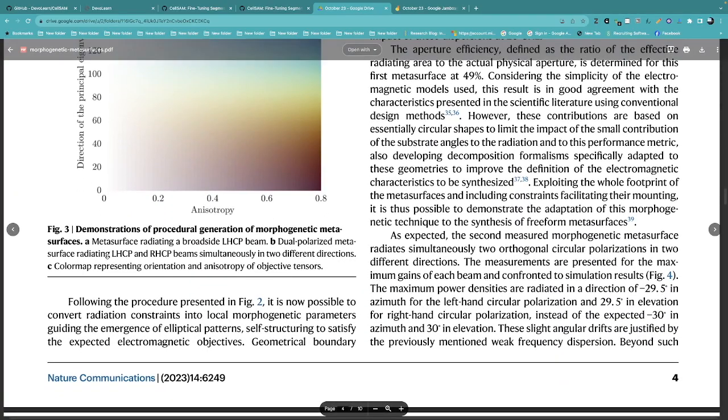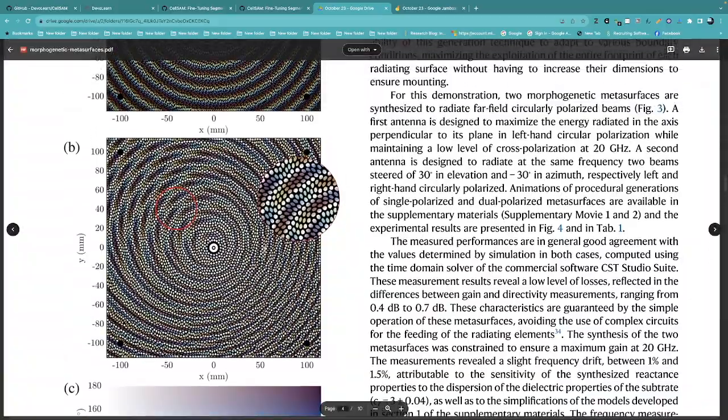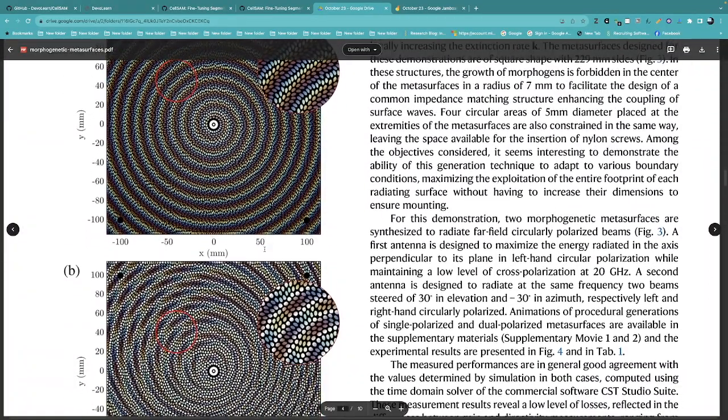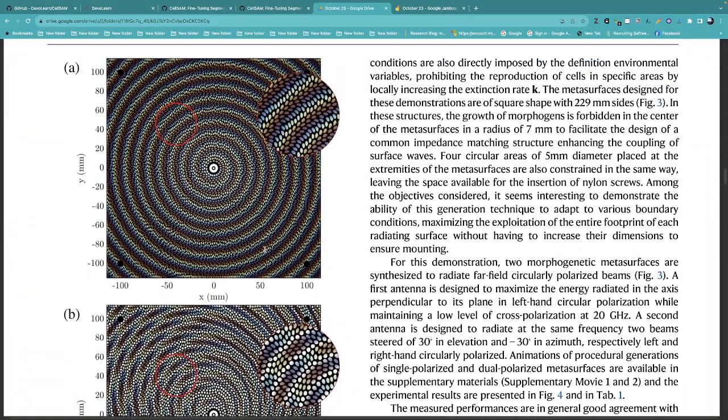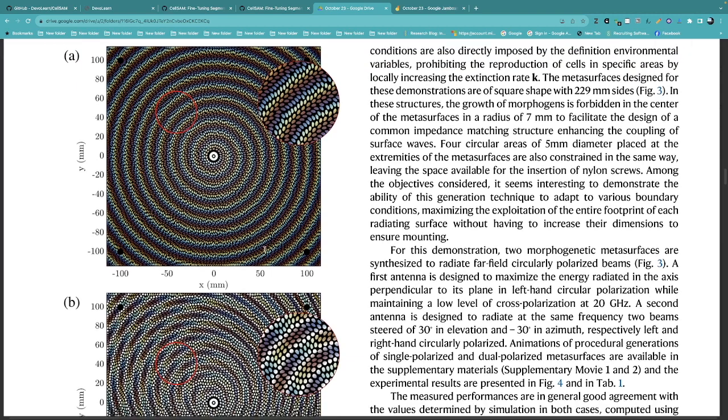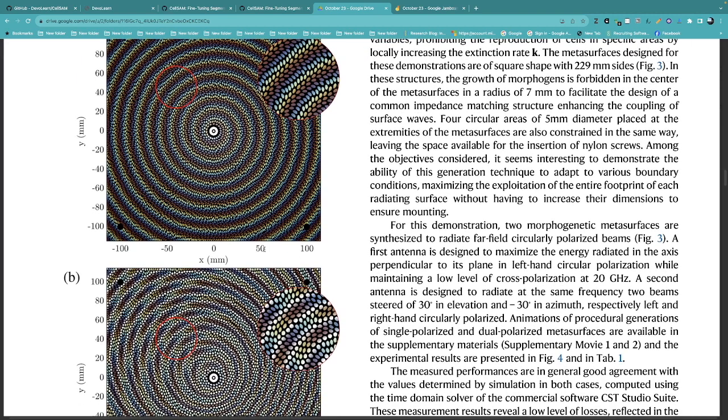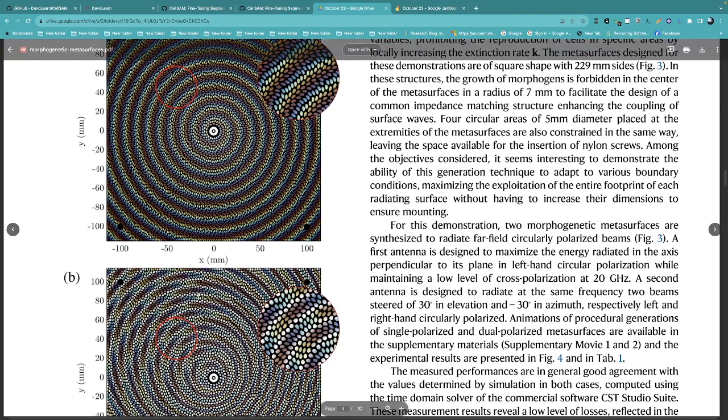Dual polarized metasurface radiating LHCP and RHCP beams simultaneously in 2 different directions. So this is where you get a beam that you're shining on this pattern. In this case, it's in one direction. In the other case, it's in 2 directions, as you can see. And this is the sort of the inset of this area.